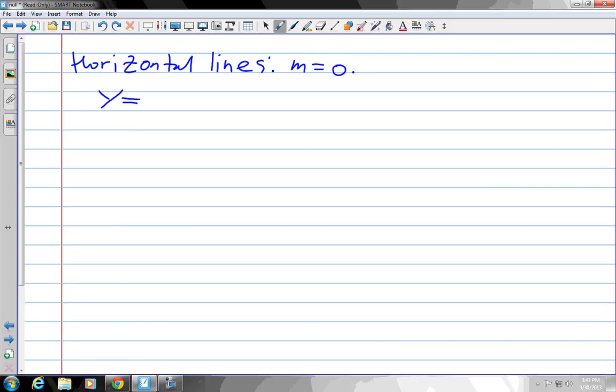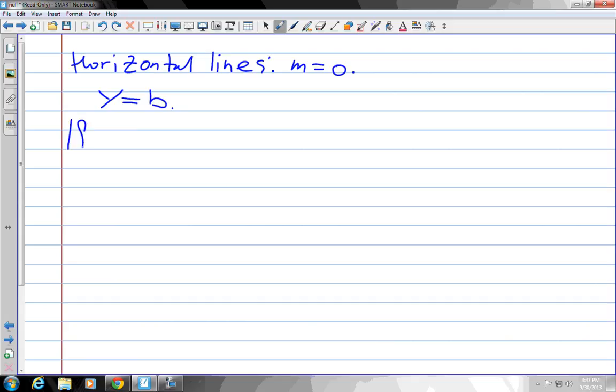So y equals mx plus b, but m happened to be 0. What are we left with? y equals b. So that would really be the equation of a horizontal line. y is a constant. y always equals some number.